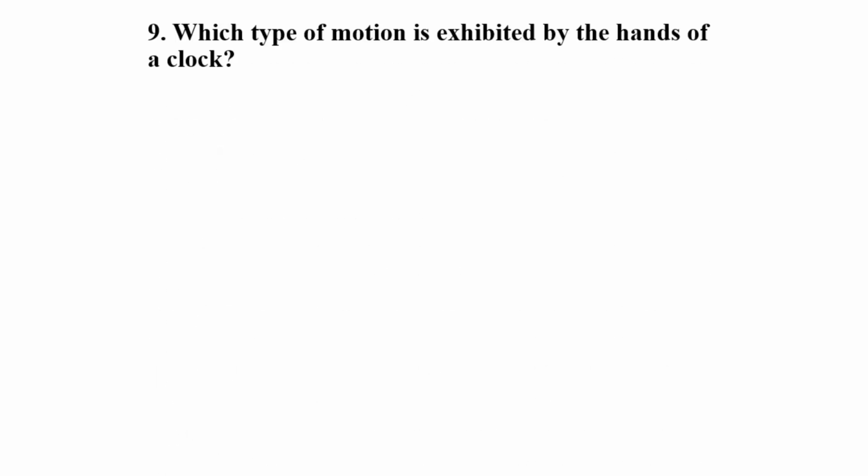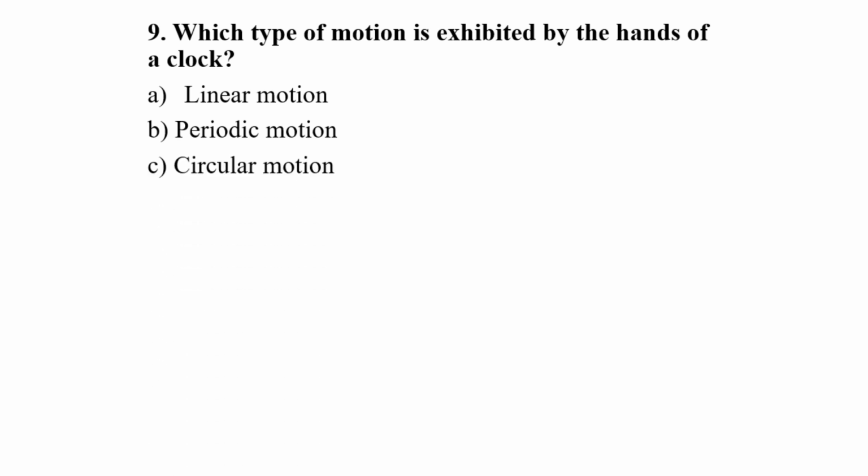Question number 9. Which type of motion is exhibited by the hands of a clock? A. Linear motion. B. Periodic motion. C. Circular motion. D. Vibrational motion.